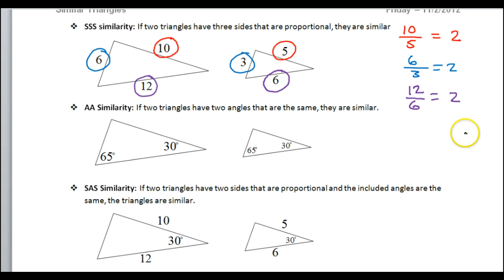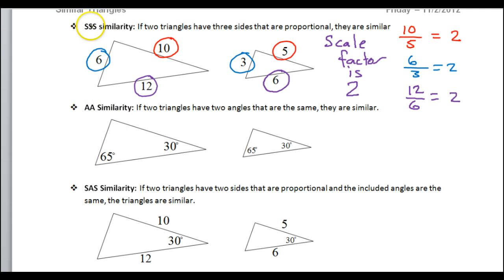By the way, these three ratios that all turn out to be the same, this is called the scale factor. So we would say the scale factor is 2. Alright, and in this context that means that the big triangle is twice as big as the small triangle.